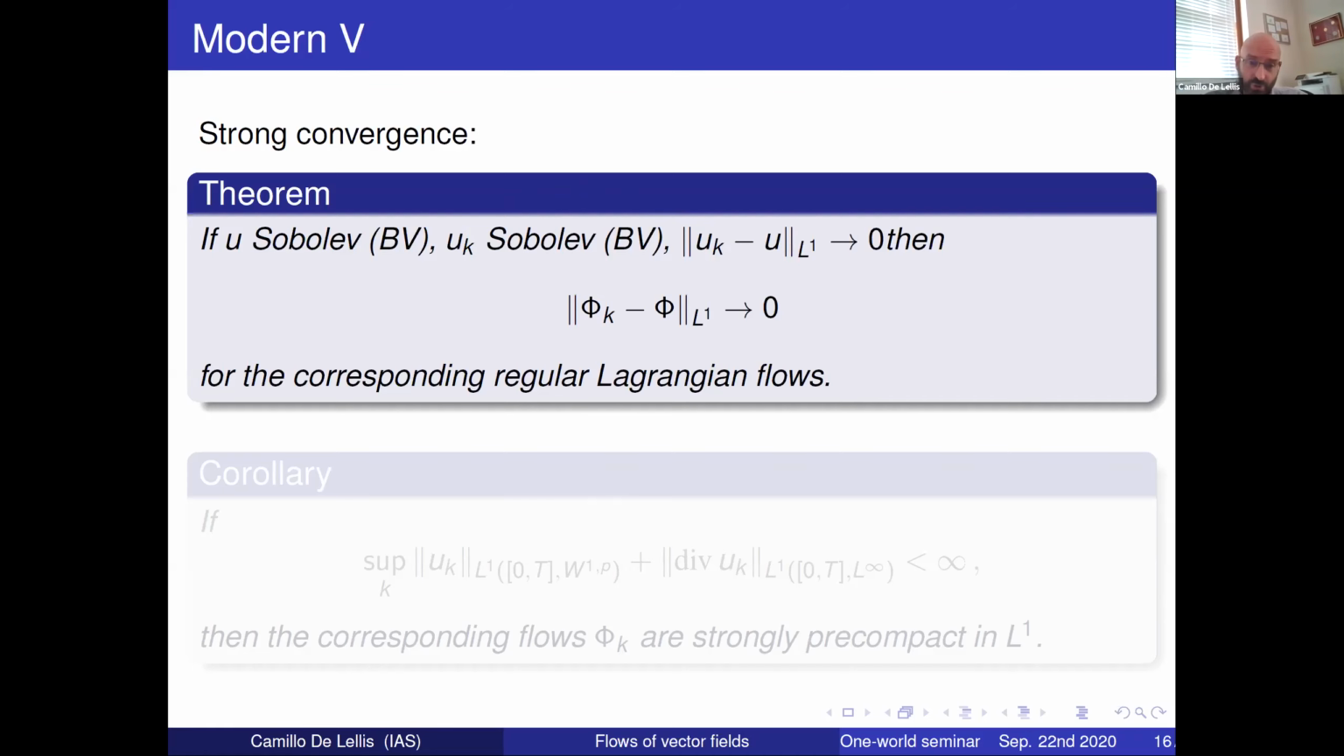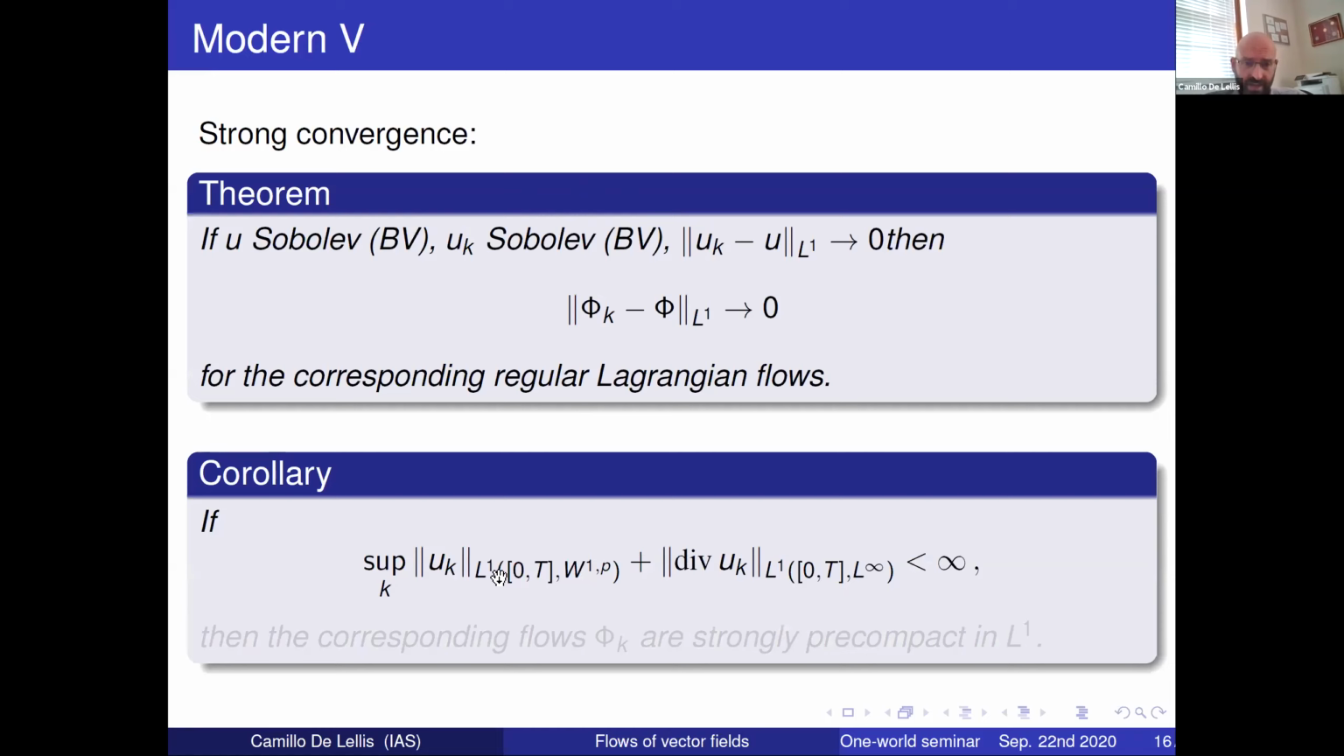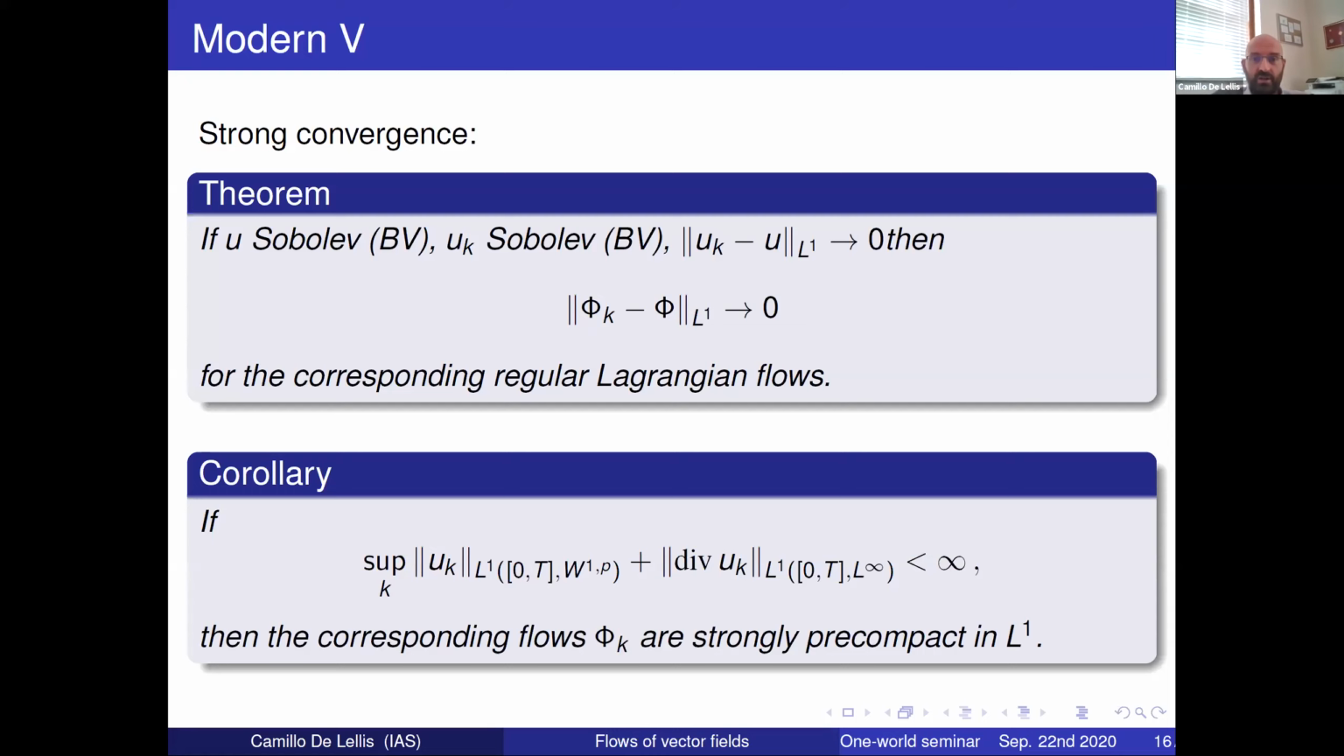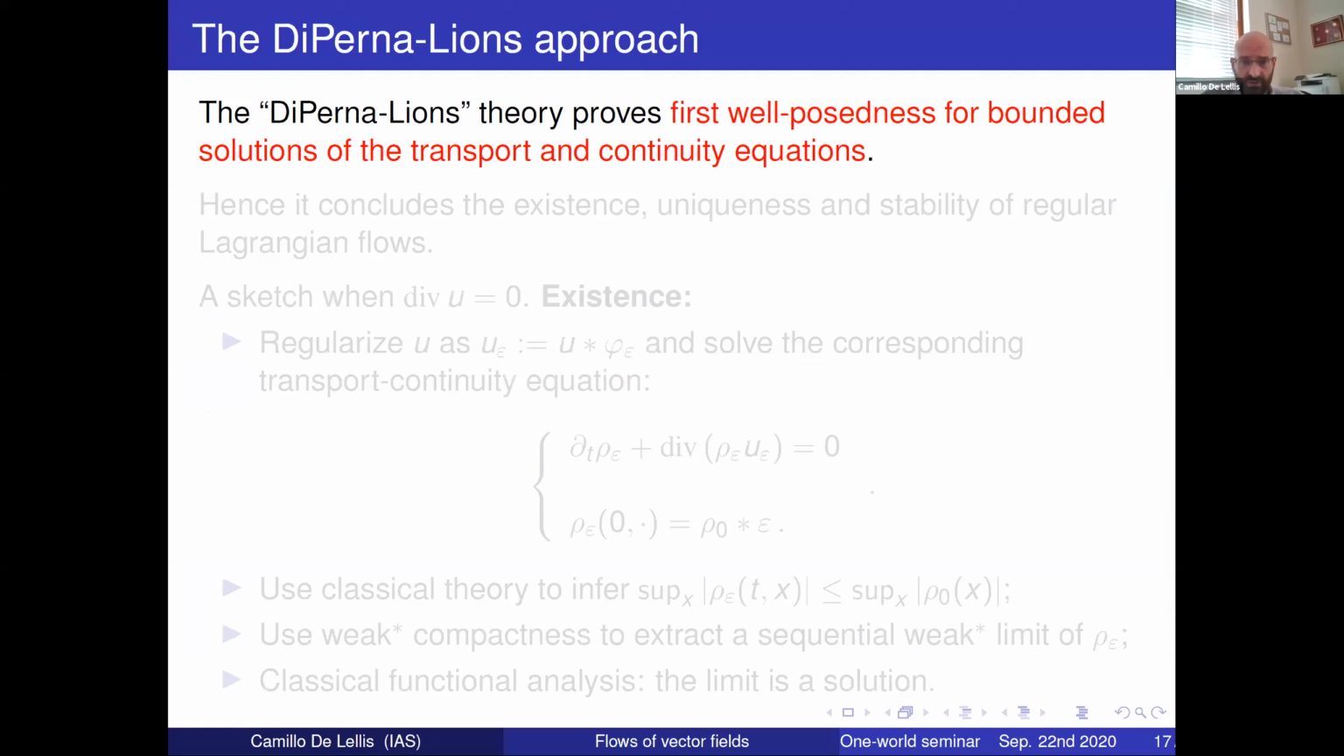Now, if you instead assume uniform controls, then once you have assumed uniform controls on the vector fields and the divergence, of course, you would be able to extract a subsequence which is converging in this sense, and then the corresponding flows would be strongly precompact in L1 by the theorem, right? So you get compactness out of this convergence if you assume uniform bounds on your vector fields.